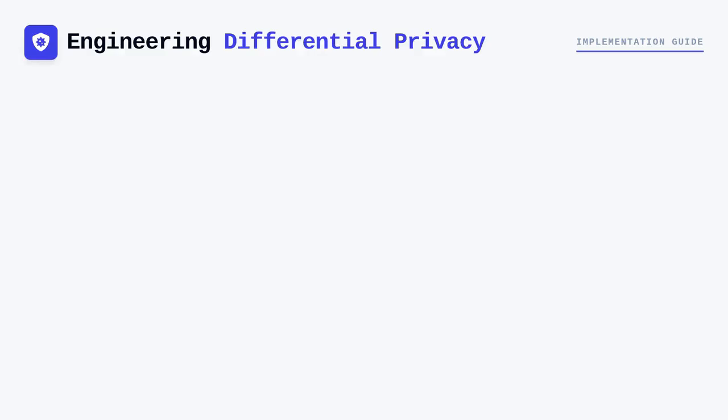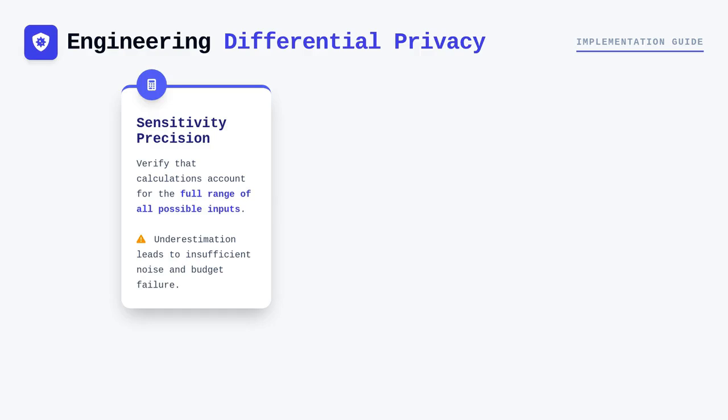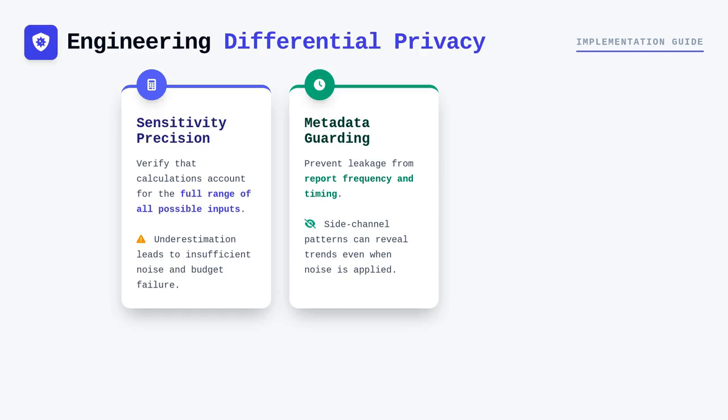As you refine your implementation, remember that mathematically sound privacy is only as effective as the engineering that surrounds it. You need to verify that your sensitivity calculations correctly account for the potential range of all possible query inputs. If your implementation underestimates the sensitivity of a function, the noise injected will be insufficient to mask the influence of specific values, rendering your privacy budget management ineffective. Additionally, you must be cautious about the metadata surrounding your queries, as even the frequency or timing of reports can inadvertently leak information about the underlying data trends.